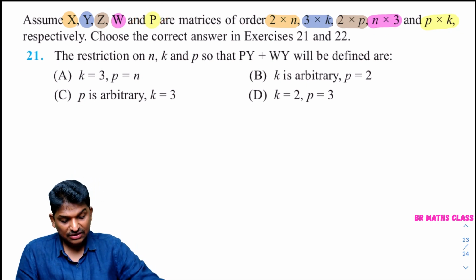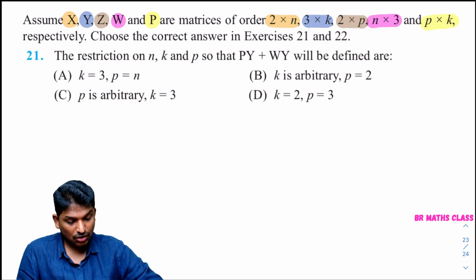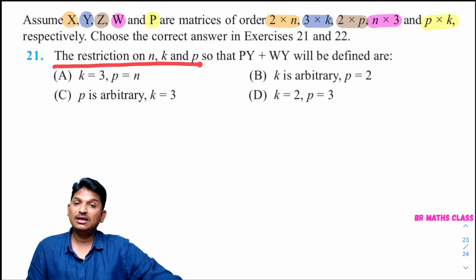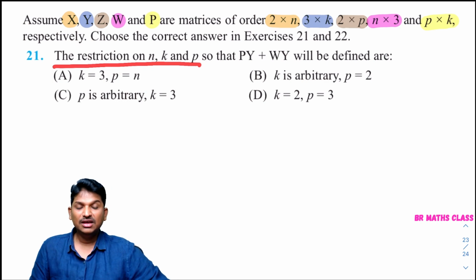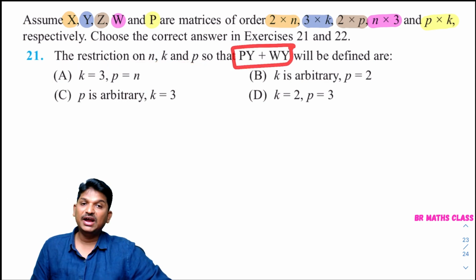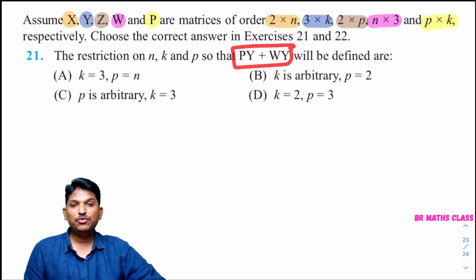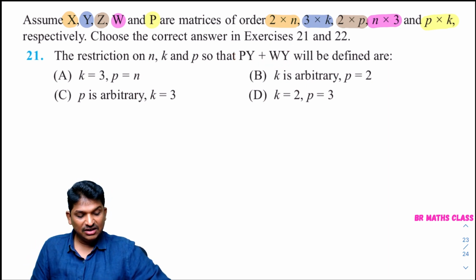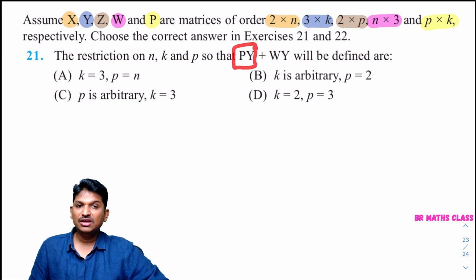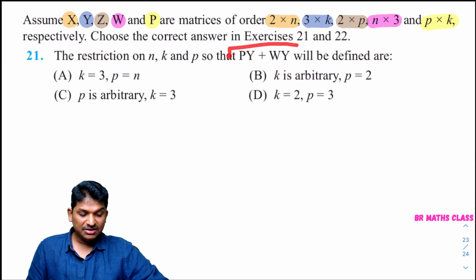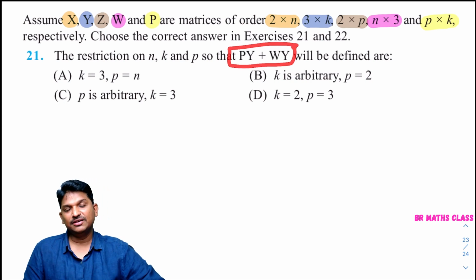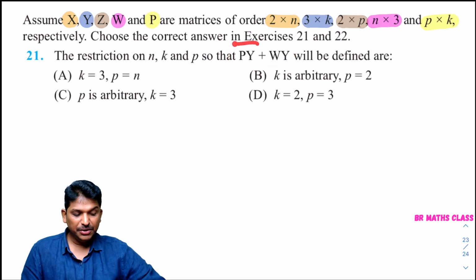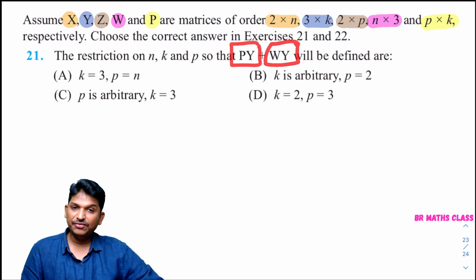Okay, 21st question. See what they are saying. The restrictions on n, k and p, so that PY plus WY is defined. See, PY plus WY. Here you see this is multiplication of matrices P and Y. To define this PY plus WY, three things must be defined. First, PY is defined. Next, WY is defined. Third, PY plus WY is defined.